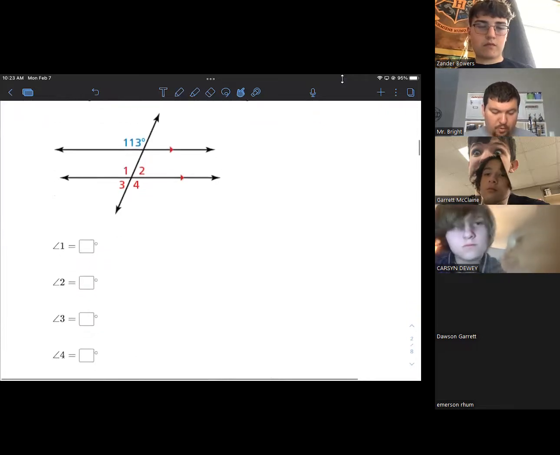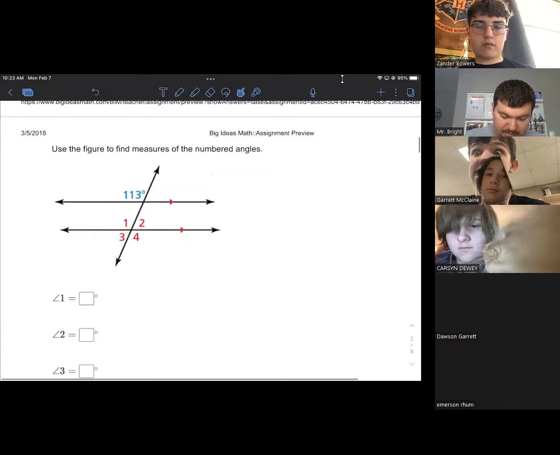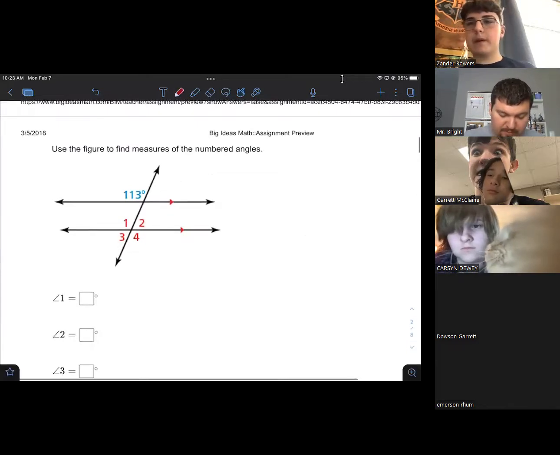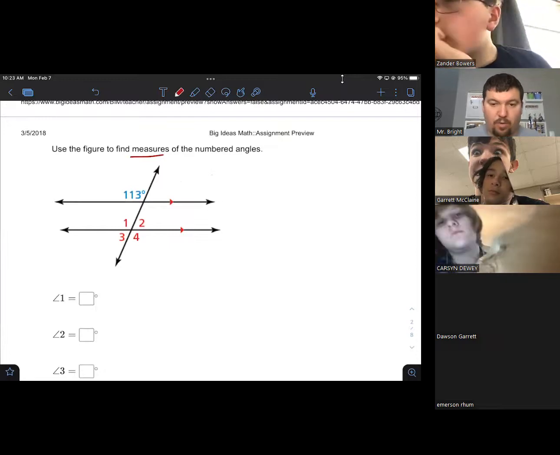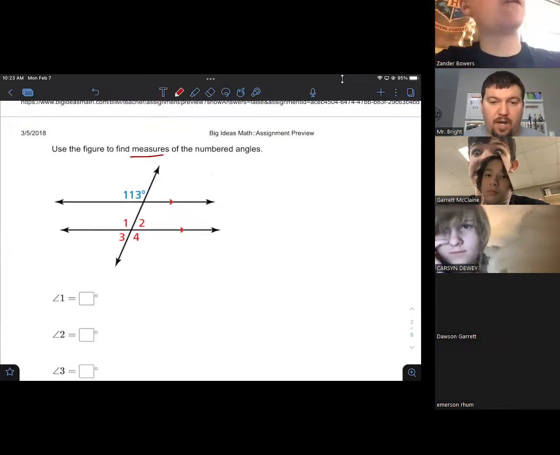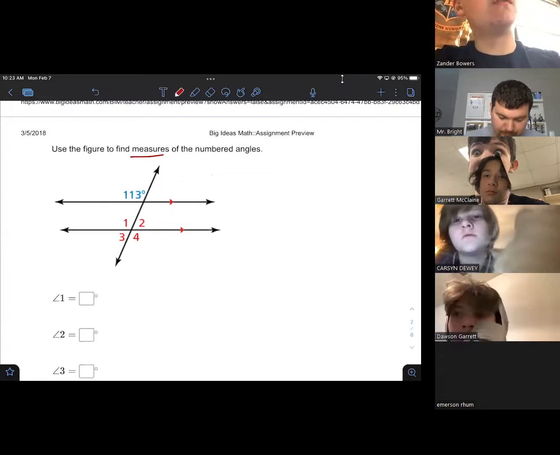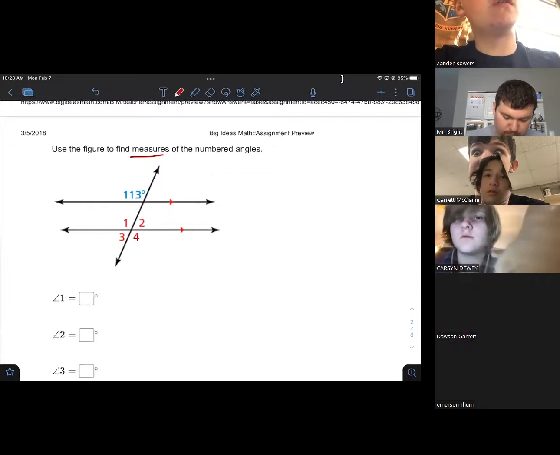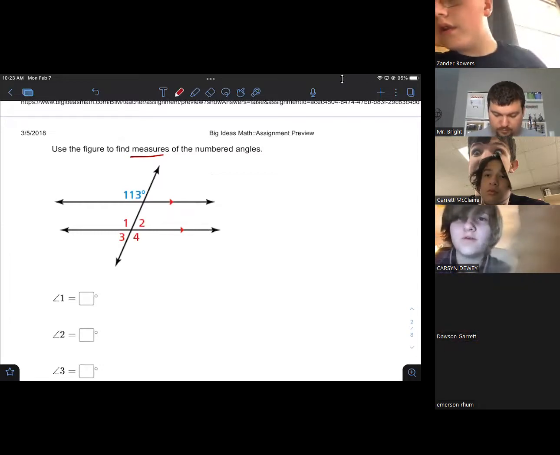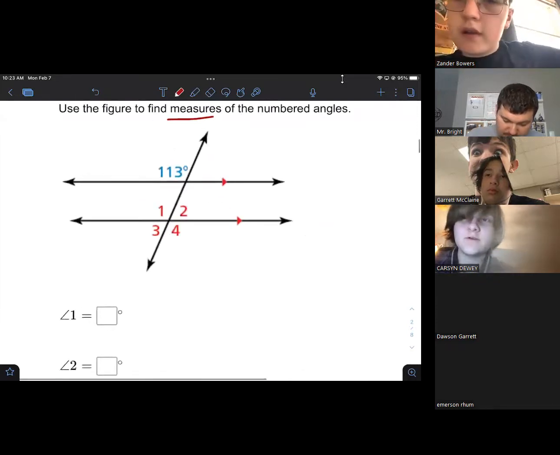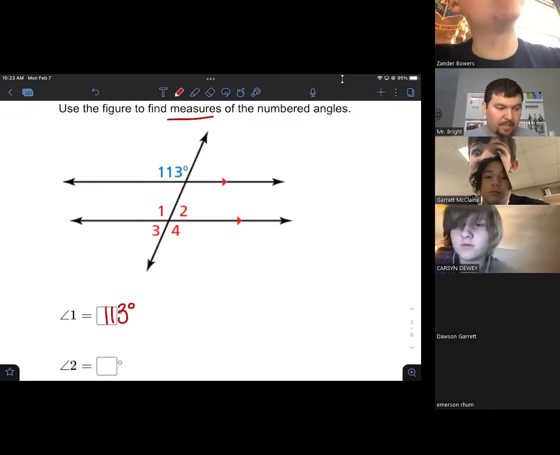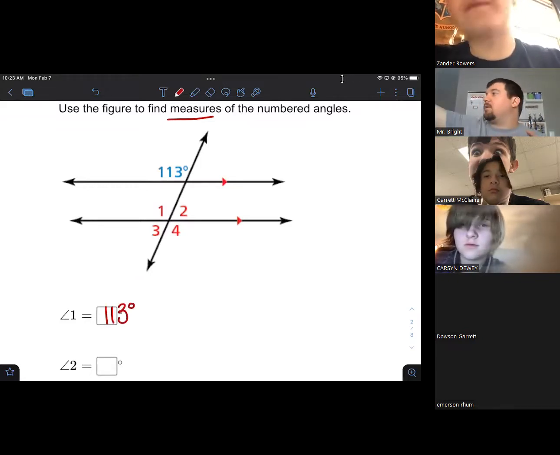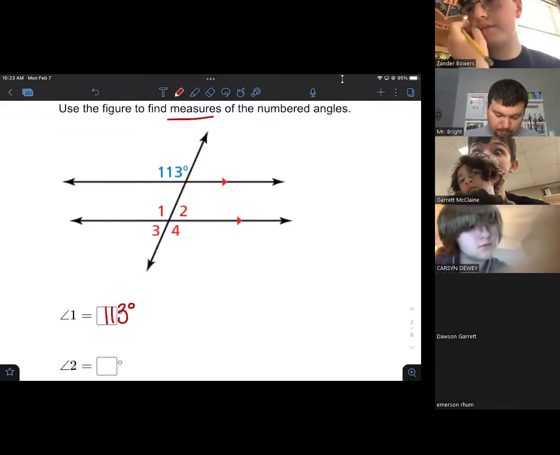Number 2 wants us to do it again, but it wants us to do 4 angles. Okay, and it says measures. So that means we're going to give the degree symbol and we're going to give their actual measures here. Let's start with angle 1. What is the measure of angle 1 and why? Oh, 113. That's exactly right. 113 degrees. Don't forget your degree symbol there.